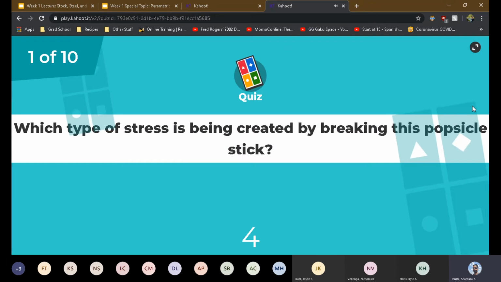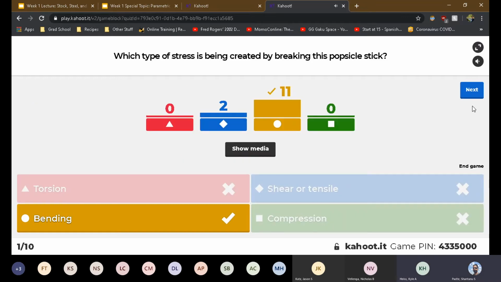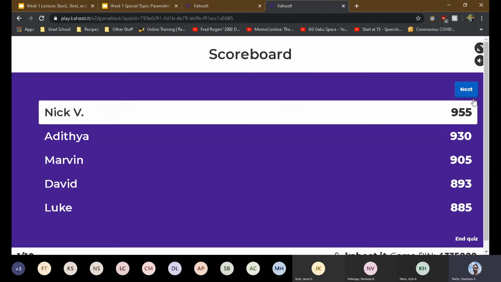I'm excited. Which type of stress is being created by breaking this popsicle stick? There's nothing like the rush of a Kahoot game, even if you're not playing it. Yeah, feeling in my chest right now. Yep, that is bending stress. Yeah, very good. Okay, on to the next question.